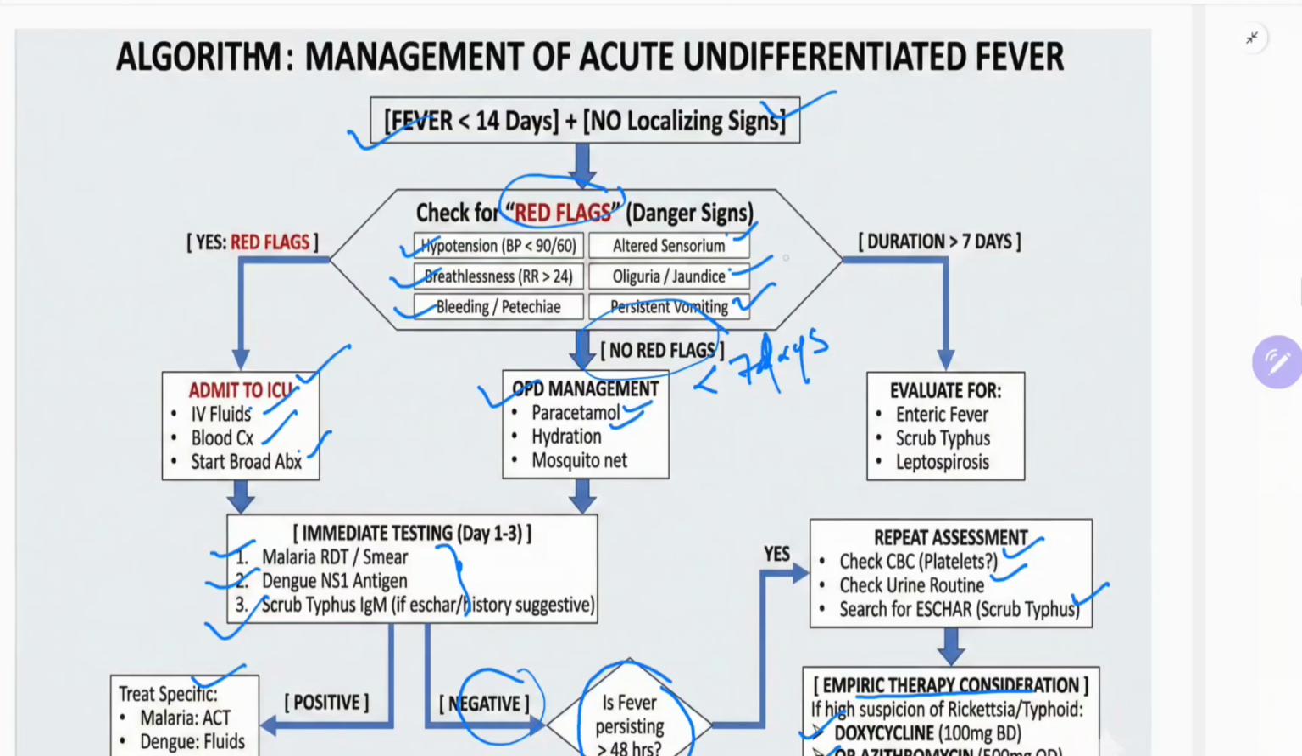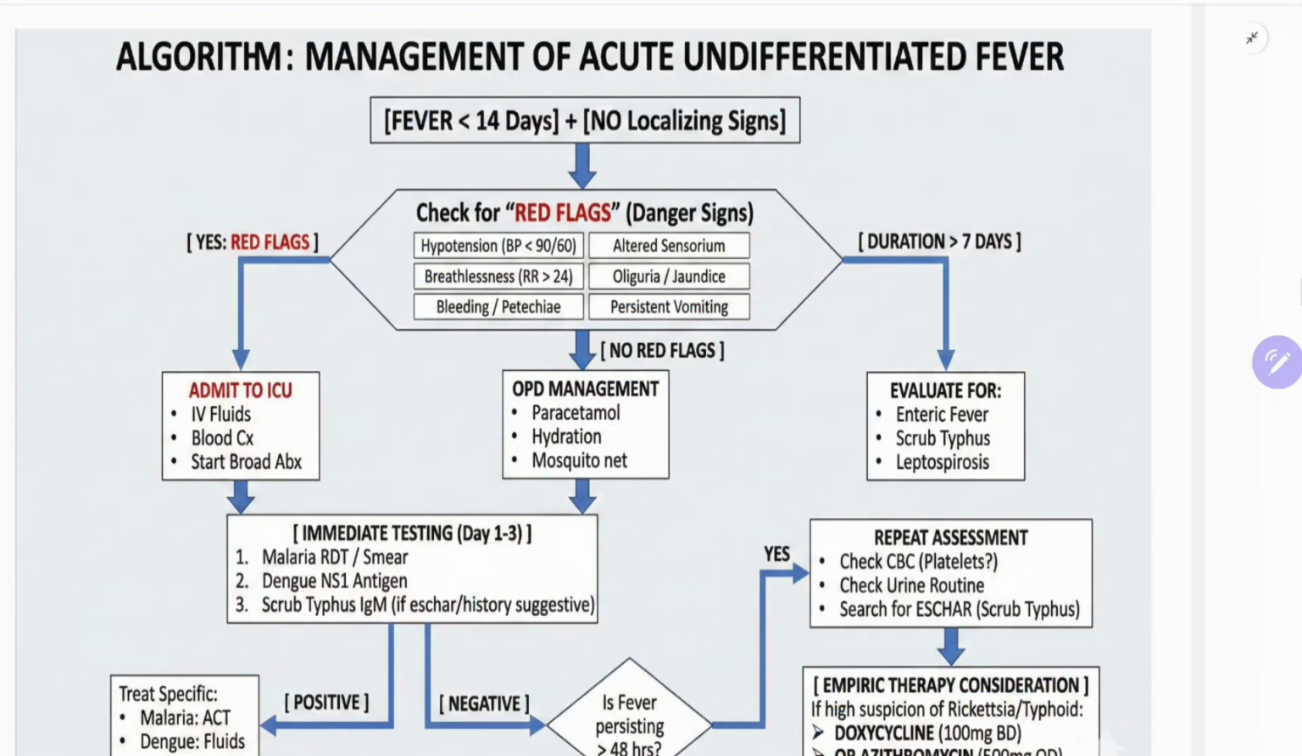Now if there are no red flags but the duration is more than 7 days, again, here there was no typhoid because the serological test for typhoid is positive only after 1 week. You can exclude even typhoid if the patient is presenting after 3 days by doing IgM ELISA for typhoid here also. But if the patient has fever more than 7 days, then consider typhoid in your differential diagnosis. Typhoid, scrub typhus, leptospirosis. And if these are present, then treat for them. And if these are not present, again you give empiric therapy, like that.